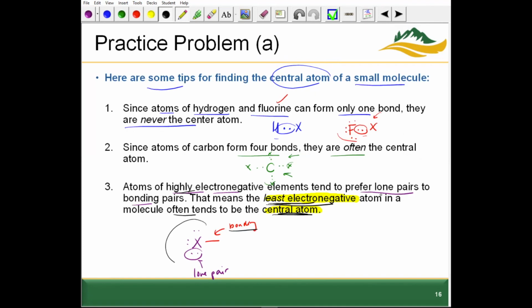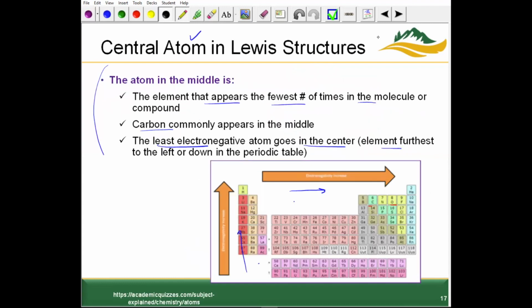So which rule should we follow? Well, this one says that the least electronegative atom should fall in the middle. This rule takes priority over this rule. So the least electronegative atom, that's the one that should be in the middle here. What is less electronegative, sulfur or oxygen?